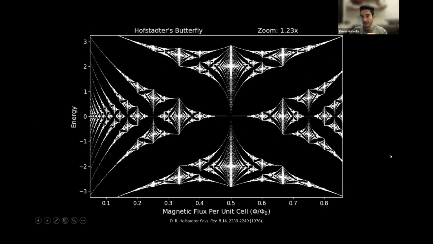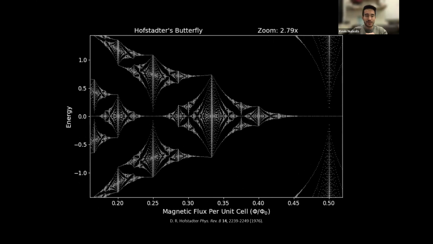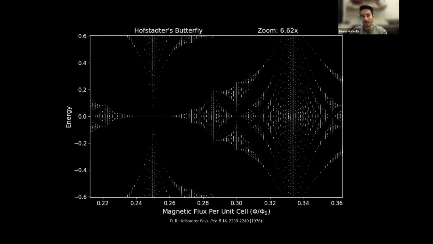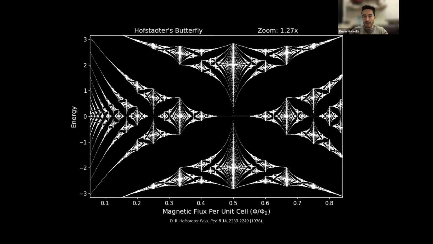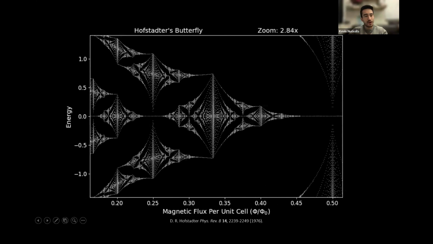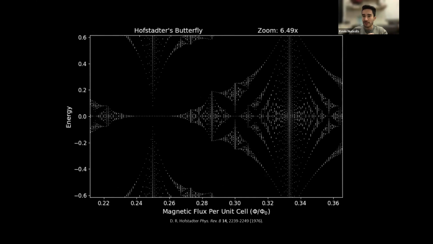In 1976, Douglas Hofstadter was just a graduate student when he discovered this, at a time so long ago that we didn't even have the word fractal to describe his discovery. By now, Hofstadter's problem has become a rather classic problem in condensed matter physics, so much so that we often ask students to reproduce Hofstadter's calculations in their solid-state physics courses.